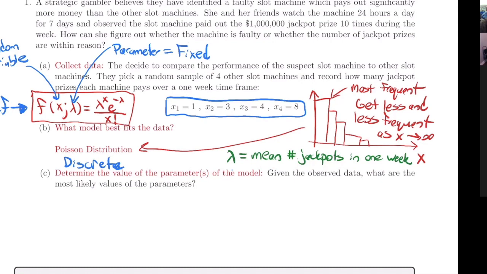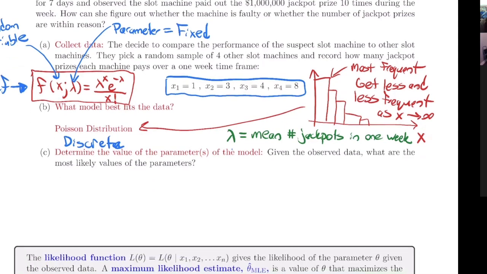So now I would like to figure out: what is the value of lambda that best fits this data? So far we figured out my model is going to be Poisson. That comes from just informally thinking about the situation. Now I've got my data, and I want to think about what is the most likely value for lambda if this is the data that I got from a sample. So what we can do first is to write out what's called the likelihood function.